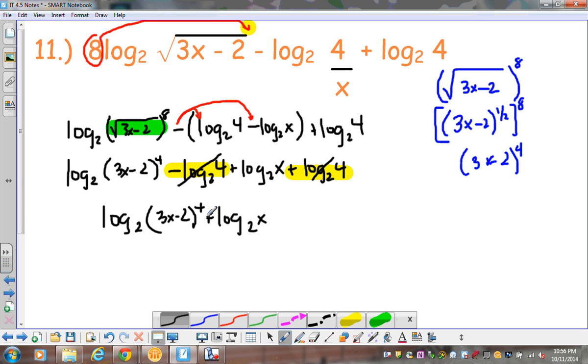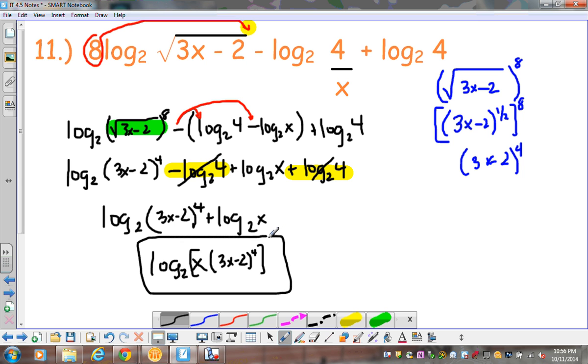So how do we condense addition? Well, addition goes with multiplication, so I'm actually going to multiply those, and that's a 4. So the last step here is going to be log base 2 of x times (3x minus 2) to the 4th. We'll put these in brackets just to make sure it's log base 2 of all of that. And there is your answer.